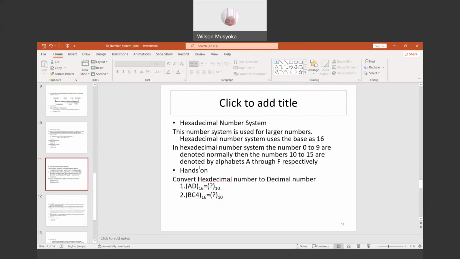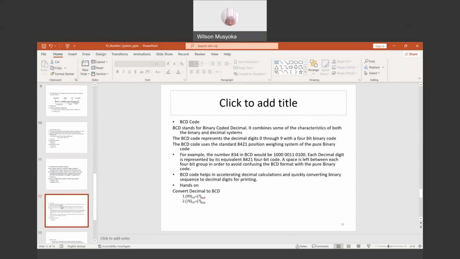When we come to the hexadecimal numbering system, it is used for larger numbers, and we will see when we are working with the practical implementation. Hexadecimal numbers have the base 16, or there are 16 such digits where it begins from 0 and it goes up to F. The numbers 10 to 15 are denoted with the alphabets, where we are talking about A up to F. And it is also shown there how you can be able to convert.